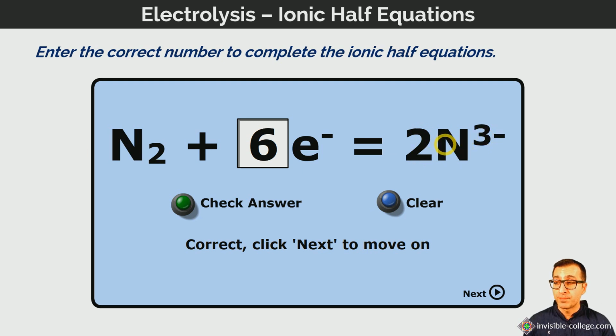So the nitrogens balance. But the other thing that needs to balance in any chemical equation or half equation is the total charge on the left and the right hand sides. So if we started with 2 N3 minus ions, we have a total of 6 negative charges on the right hand side, which means we need 6 electrons to make up those 6 negative charges on the left.